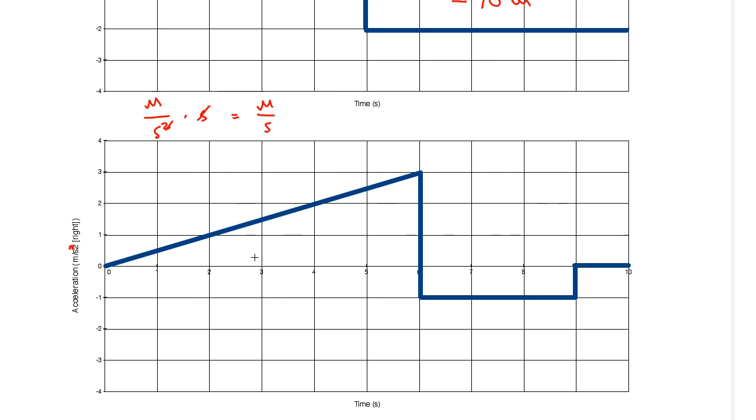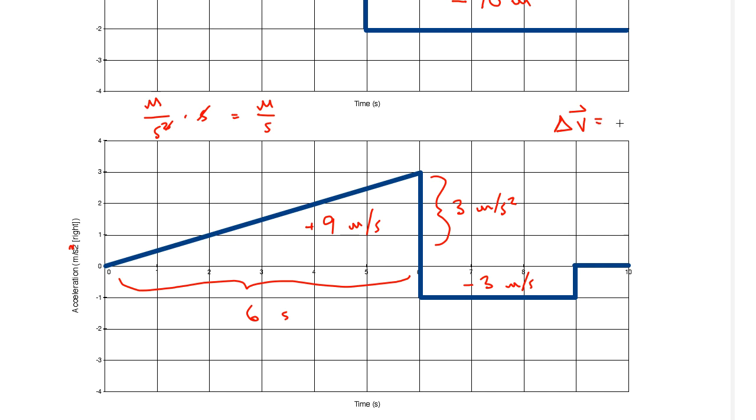So if we first take a look at this triangle here from 0 to 6 seconds, we have a height of positive 3 meters per second squared, and we have a length of 6 seconds. Multiplying those two together and dividing by 2, we get positive 9 meters per second. Now, that's not the velocity, but it's the change in velocity over those first 6 seconds. Similarly, the area here over the next 3 seconds is negative 3 meters per second. And so if I look over the whole 10 seconds, the change in velocity over that whole time is positive 6 meters per second, or 6 meters per second to the right.